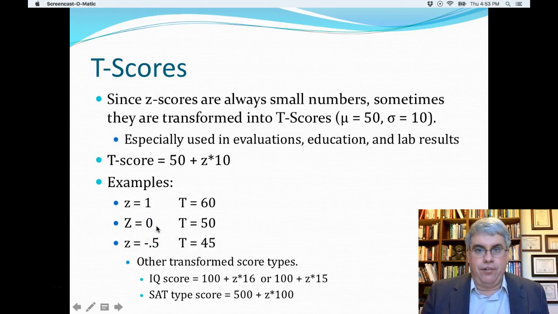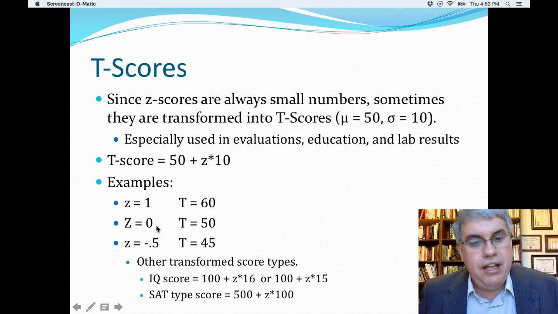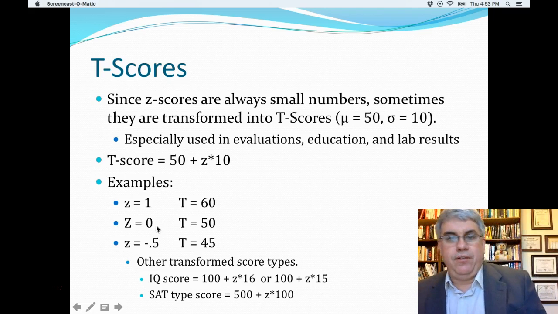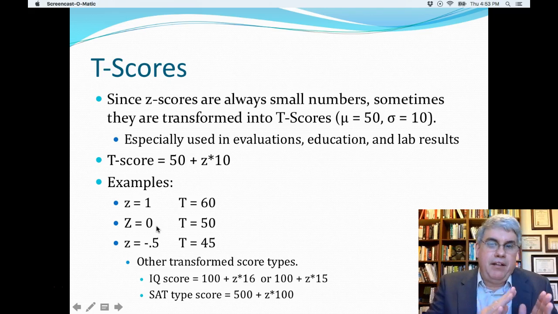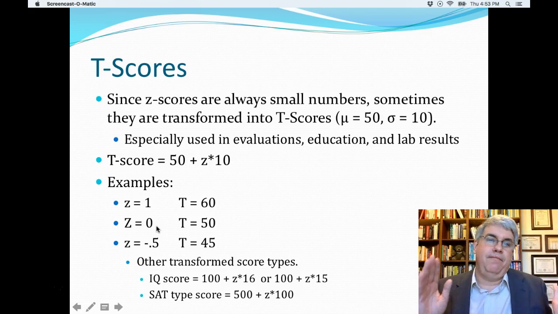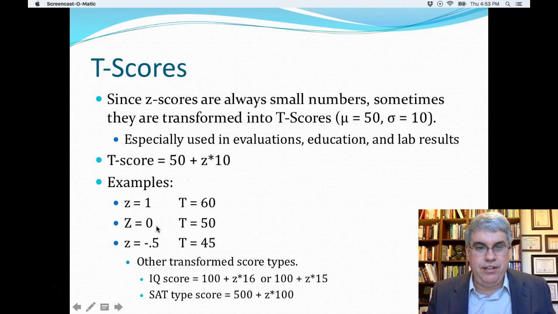Let's look at t-scores, and then we're going to use t-scores to show how we can calculate normalized weighted averages, or weighted normalized averages. So t-scores are useful because when we look at z-scores, they're usually small decimals, usually between minus 1 and 1, almost always between minus 2 and 2. And those small numbers aren't very useful. We like looking at numbers like on a 0 to 100 scale.